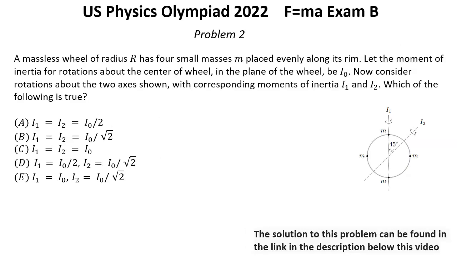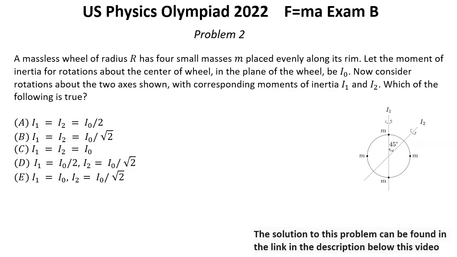Problem number 2. A massless wheel of radius r has 4 small masses m placed evenly along its rim. Let the moment of inertia for rotations about the center of wheel and the plane of the wheel be I0. Now consider rotations about the two axes shown, with the corresponding moments of inertia I1 and I2. Which of the following is true?